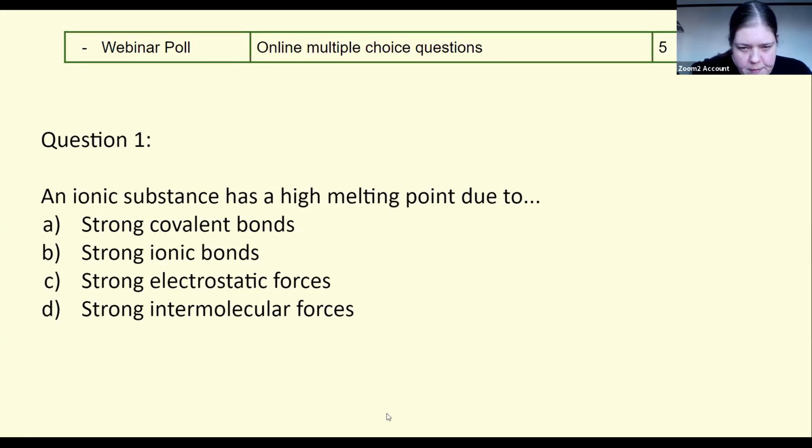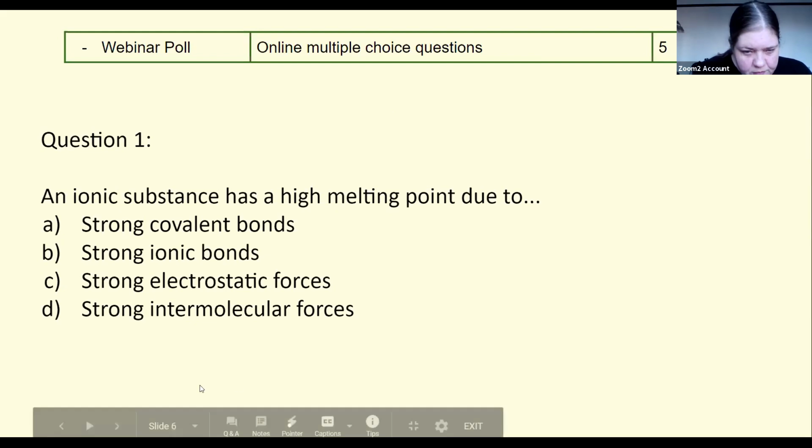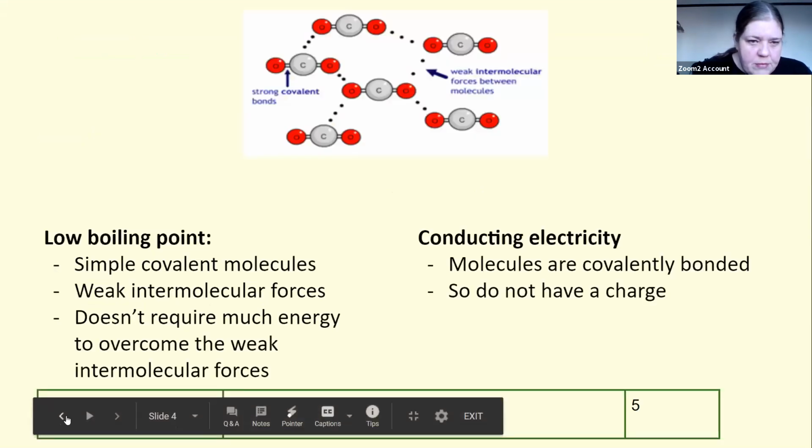Right, I'm going to end it and I'm going to share the result. And the majority of you have got strong electrostatic forces there, but we have some saying covalent, some saying ionic, some saying intermolecular. So bear with me for 30 seconds because I'm going to bounce back.